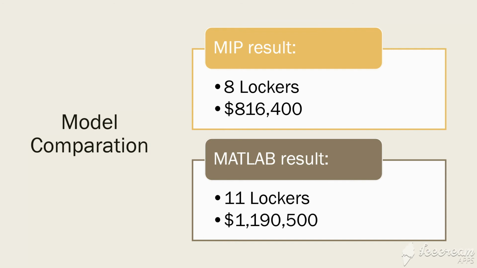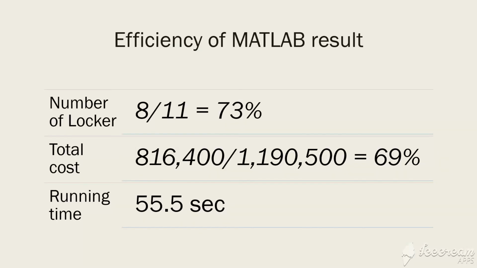Through our experiment on IBM OPL and MATLAB, we got 8 lockers as our optimal number of lockers and $816,400 as the minimal cost. The MATLAB model gave us a result of 11 lockers and $1,190,500. To see the efficiency of the MATLAB model, we divided the MIP model result by the MATLAB model result. We got about 73% efficiency when comparing the number of lockers and 69% when comparing the total cost of the locker system. The runtime of our MATLAB model was 55.5 seconds.